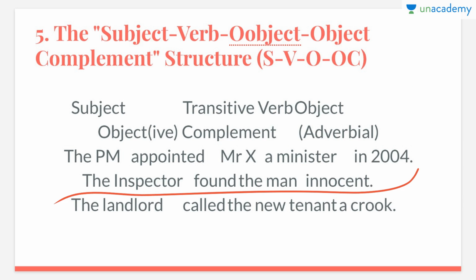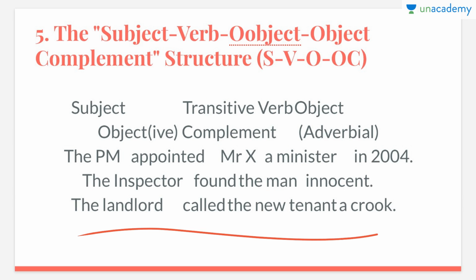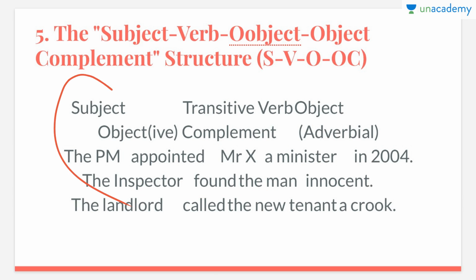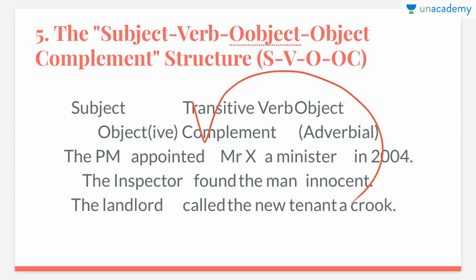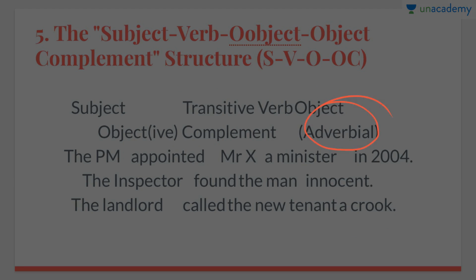Similarly, the inspector found the man innocent. The landlord called the new tenant a crook. The landlord is the subject, called is the transitive verb, the new tenant is the object, a crook is the object complement.